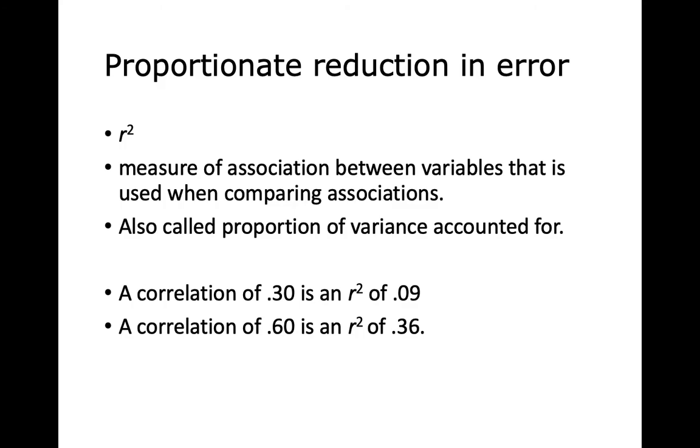R squared can also be used as a measure of effect size. R squared ends up being preferable for some reasons, because a correlation of 0.3 yields an R squared of 0.09, and a correlation of 0.6 is equivalent to an R squared of 0.36, and we're able to make statements along the lines of R squared of 0.36 is 4 times as big as an R squared of 0.09.